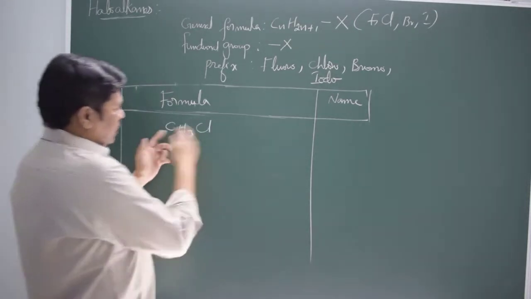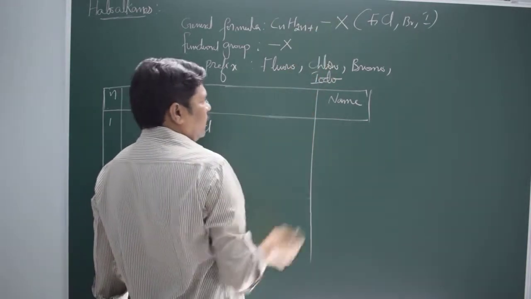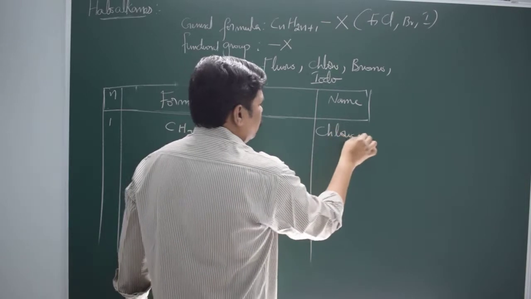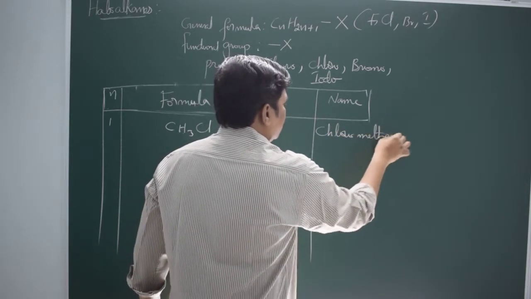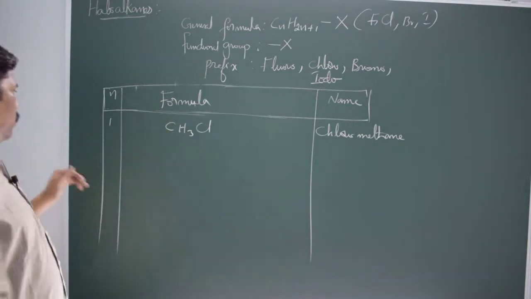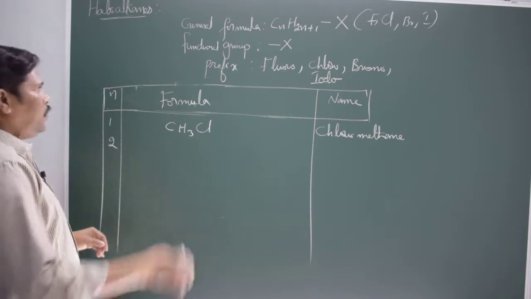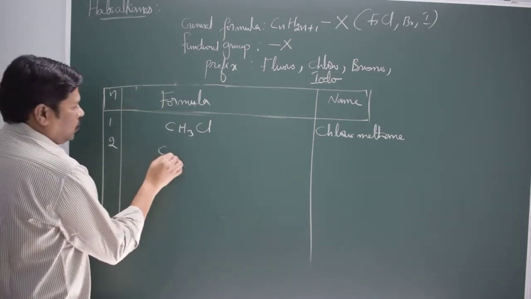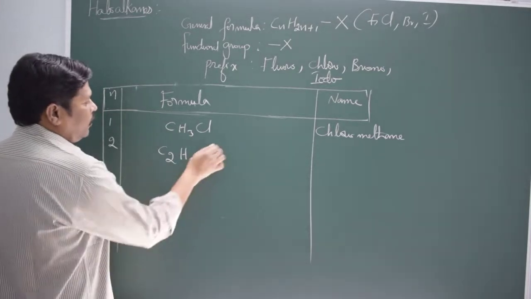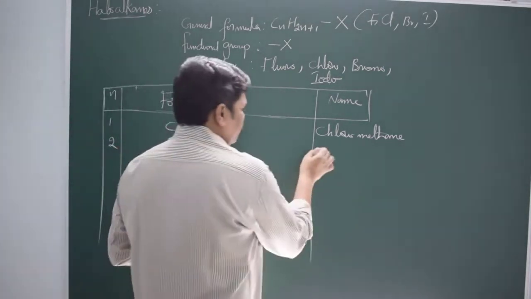So one carbon atom is there, methane, and it has a chlorine. So I am going to write the name as chloromethane. The next one, I want the fluorine for ethane. So I have to write the ethyl group, CnH2n+1. So C2H, 2 twos are 4 plus 1, 5, C2H5, fluorine. So it is fluoroethane.